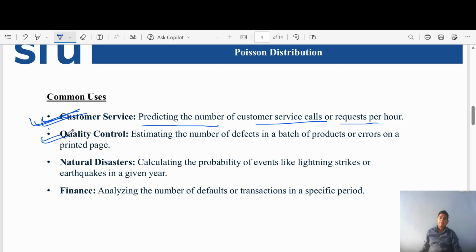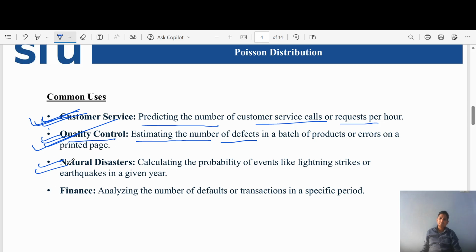Quality control means how many defective items are produced by a machine, how many defective products are produced by a manufacturing company, how many defective pages are printed by a machine, or how many errors are on a page. These are also covered in quality control. So if there is a quality control problem, then we apply the Poisson distribution.